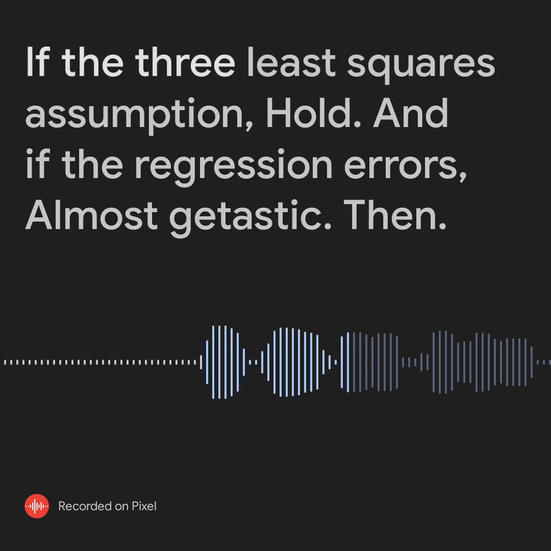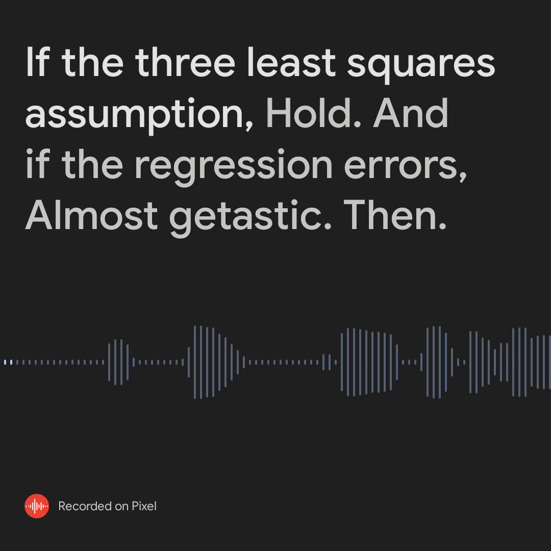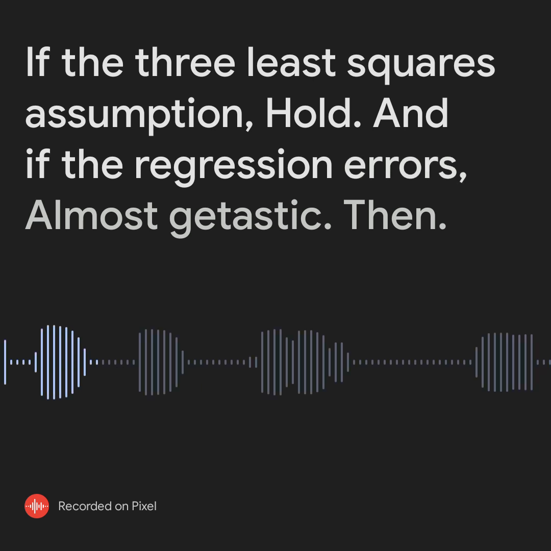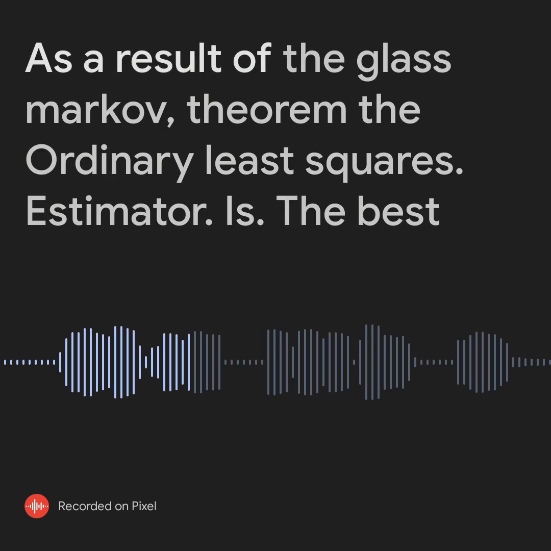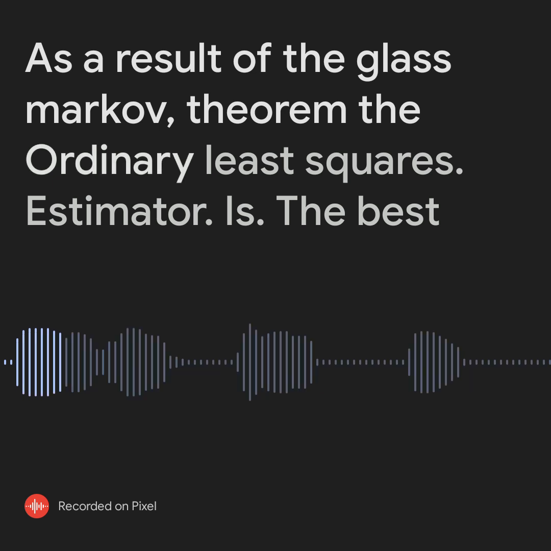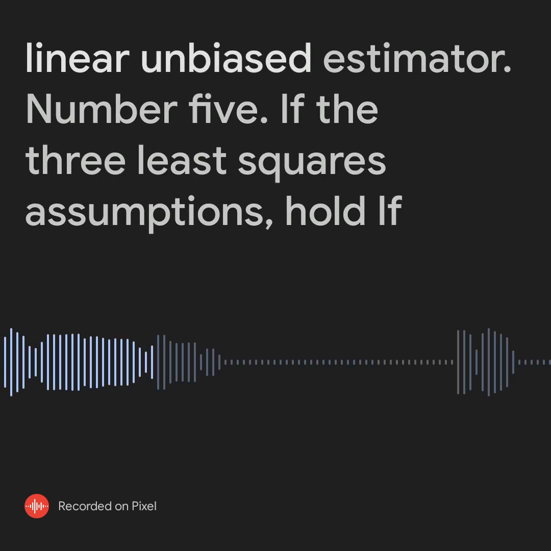If the three least squares assumptions hold, and if the regression errors are homoscedastic, then as a result of the Gauss-Markov theorem, the ordinary least squares estimator is the best linear unbiased estimator.